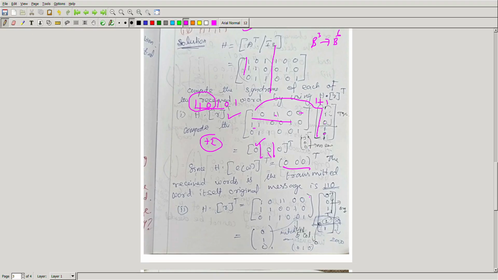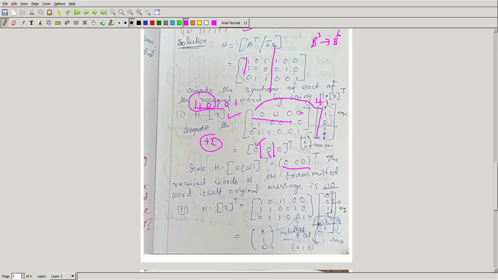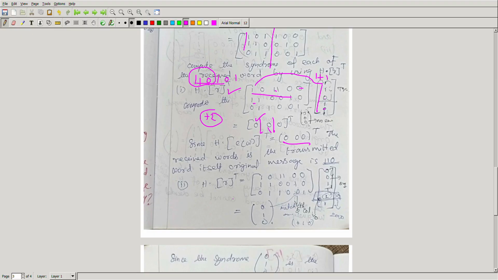Now we'll do the next. So what is the next code? 0041, right? The next code is the second option. The second option, 0041. Now we'll do the same concept. Take a transpose of this. It is a row. You have to convert it to a column, and you have to do matrix multiplication. Once you do matrix multiplication, you will get 0, 1, 0. Transpose of this is this one. You have to do transpose.